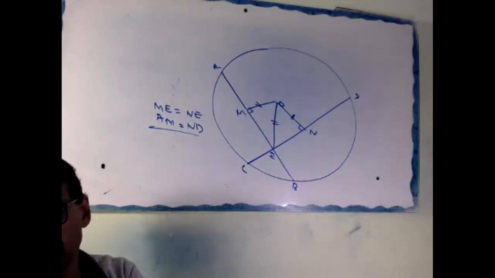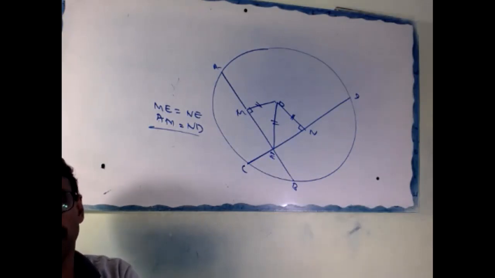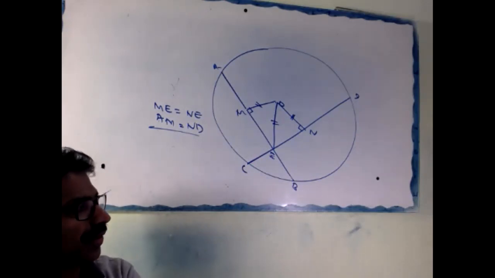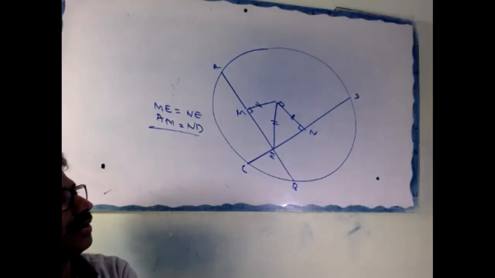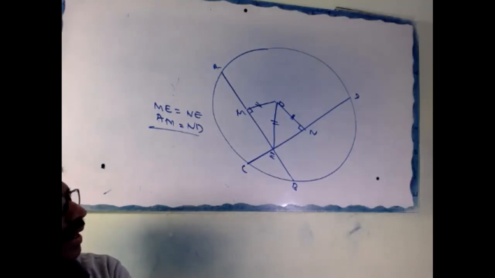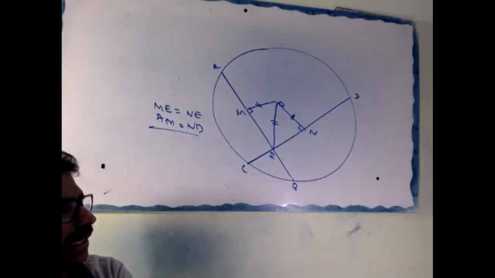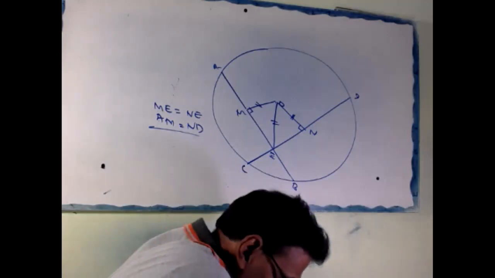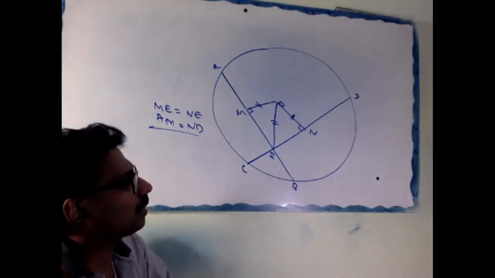AB equal to CD, given. Then OM perpendicular to AB and ON perpendicular to CD by construction. Therefore, AM equal to MB and DN equal to CN. Perpendicular from the center bisects the chord.